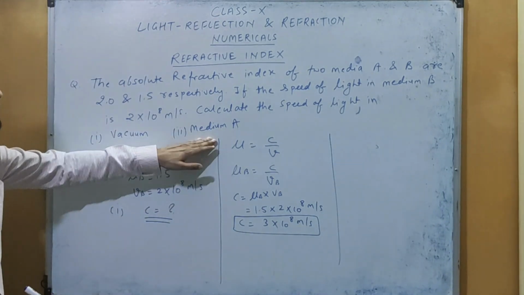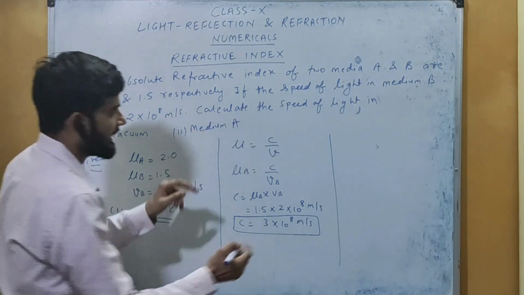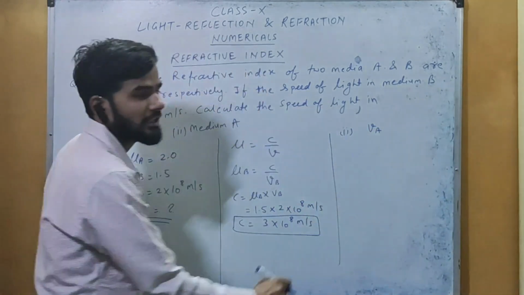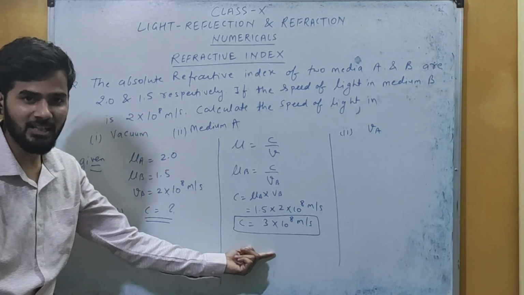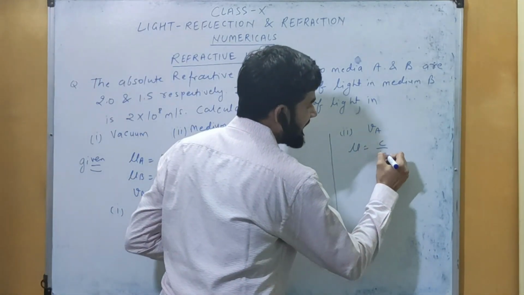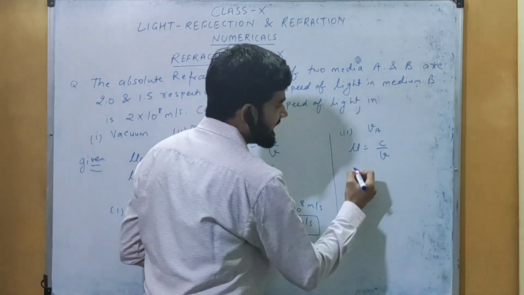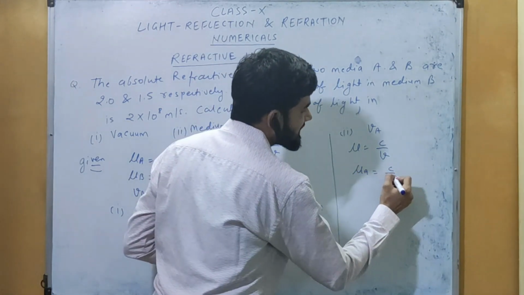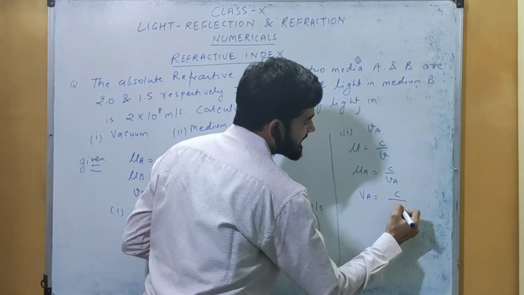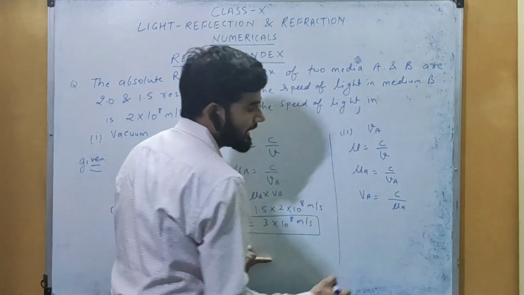Now second, we have to calculate the speed of light in medium A. So we have to find the speed in medium A. Now we have the speed of light in vacuum. So we have the formula mu equals C by V, and we apply it for medium A. So I can write mu A equals C by VA. We have to find VA, so VA equals C by mu A.